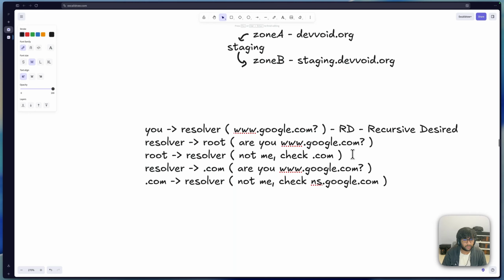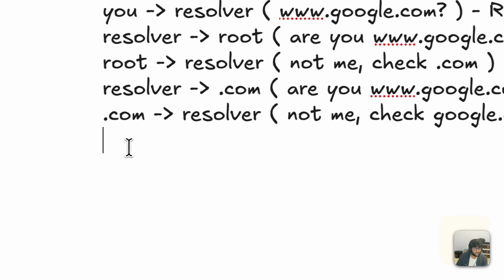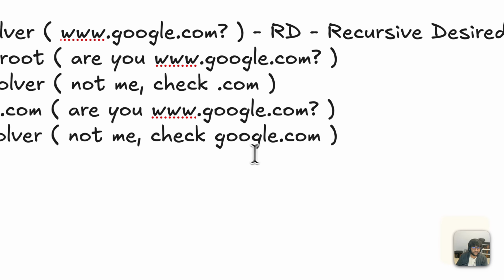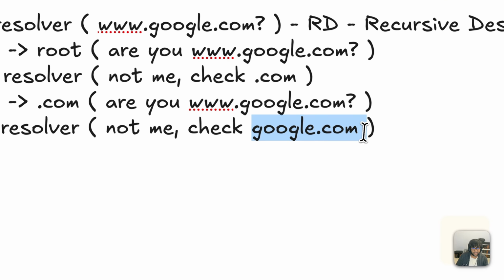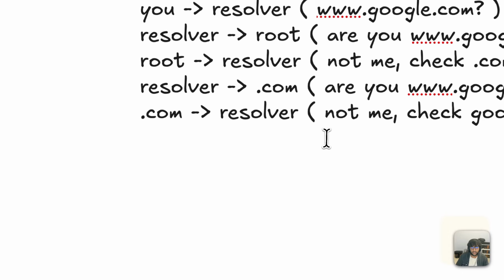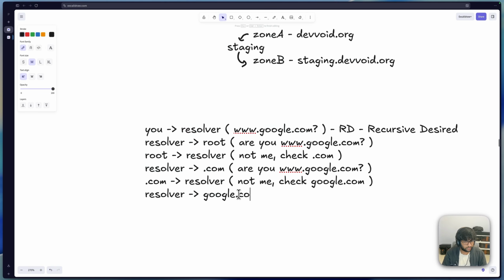Now, for the simple understanding, NS is the name server, so it's actually google.com only, but this should be there somewhere. So its server is the ns.google.com. We'll just, for understanding, keep google.com. Okay. Now, the resolver again asks google.com, or the name server responsible for google.com.